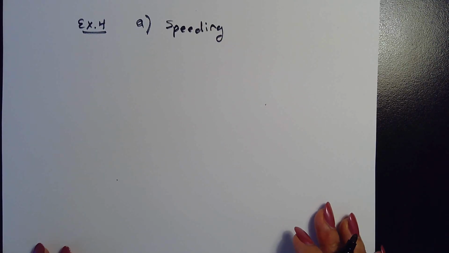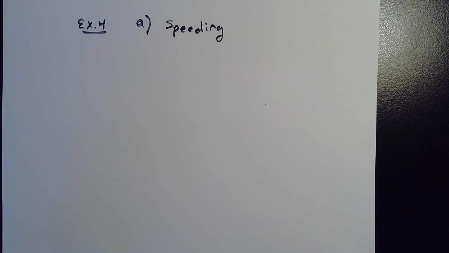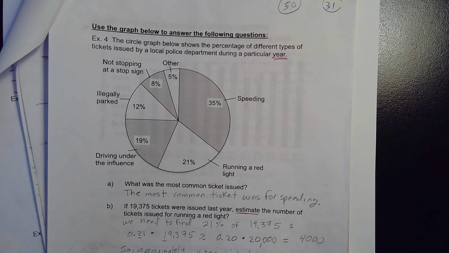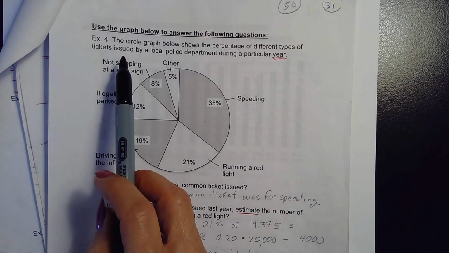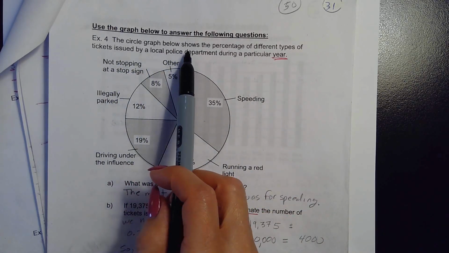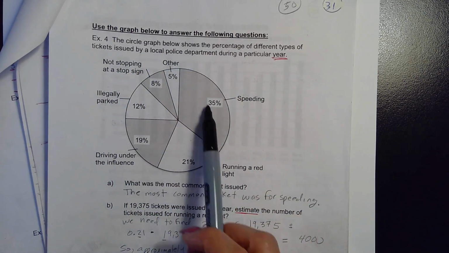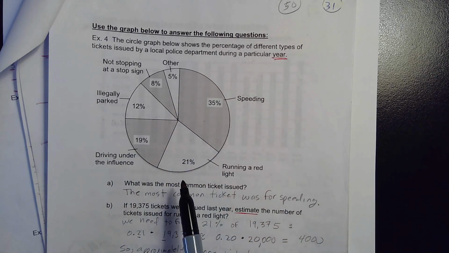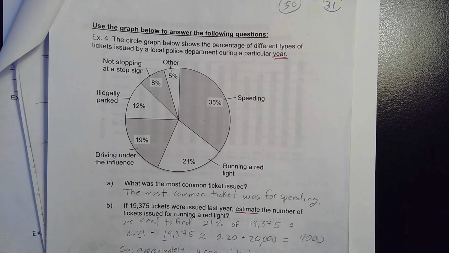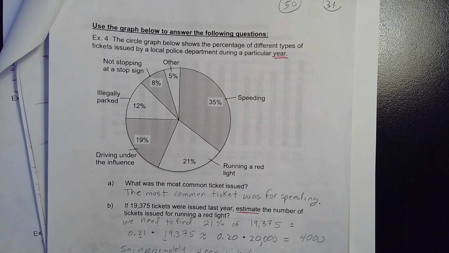35% of the total tickets. Now, they're not telling me how many tickets were issued for Part A. I just know the graph is telling me that the highest percentage for issuing tickets was 35%. Now remember, the circle graph below shows the percentage of different types of tickets issued by a local police department during a particular year. So this happened in one particular year, okay?